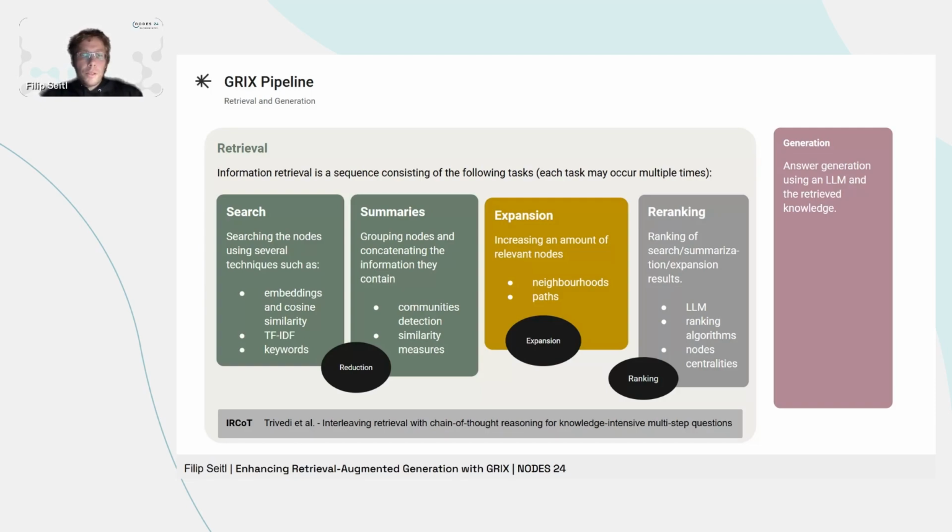and maybe you would like to expand these nodes. For example, you can take a neighborhood, or you can search for the shortest path connecting the nodes. So these are the main steps appearing in retrieval.